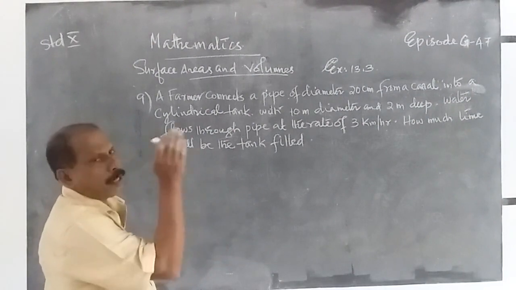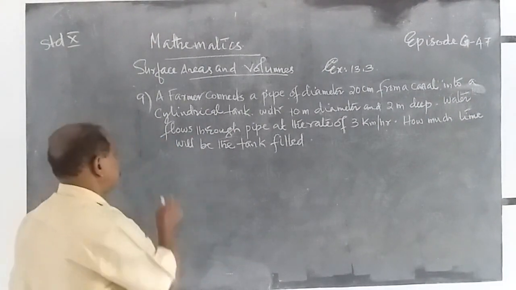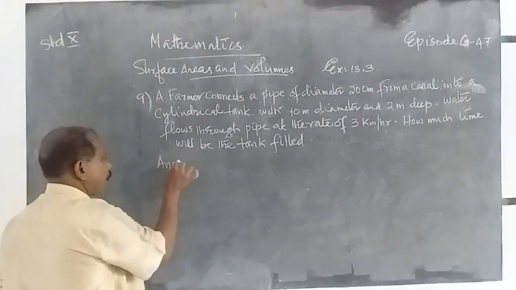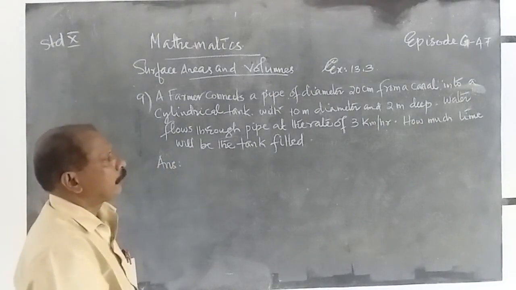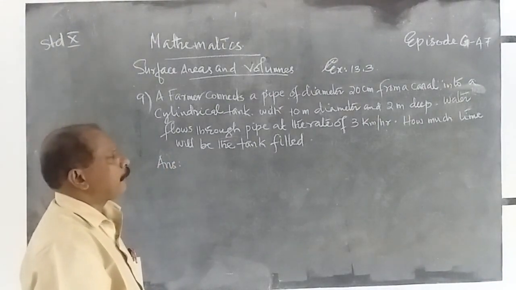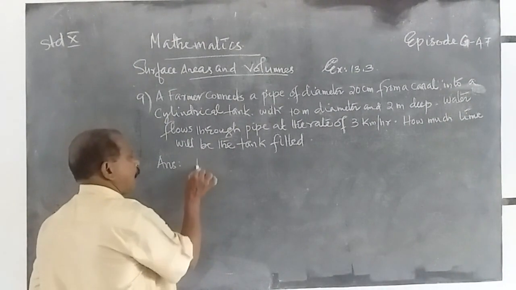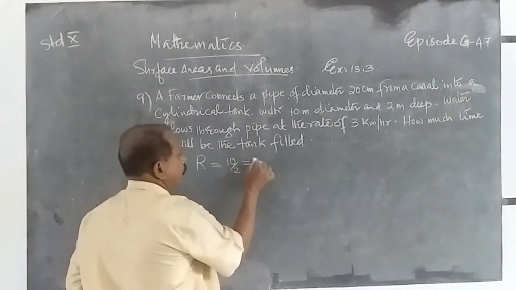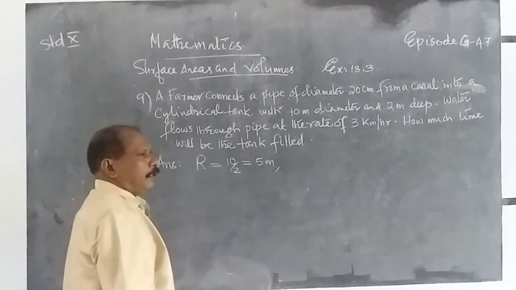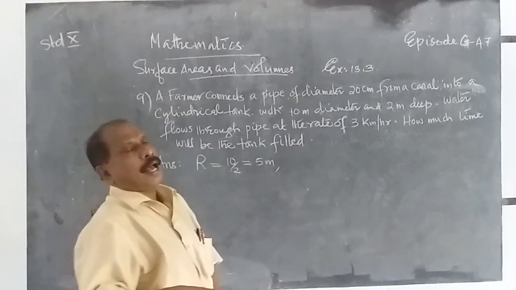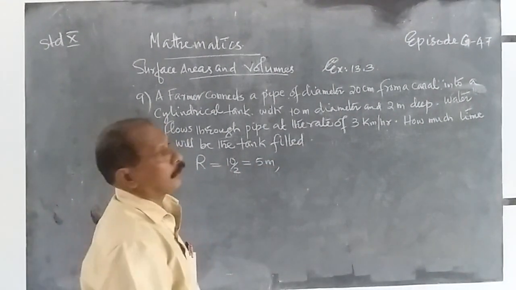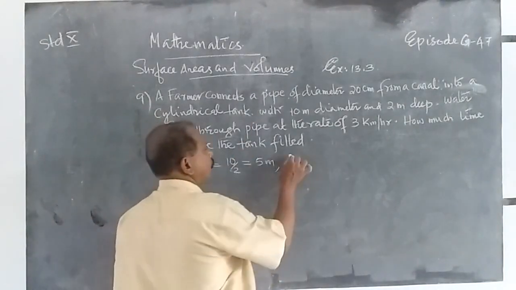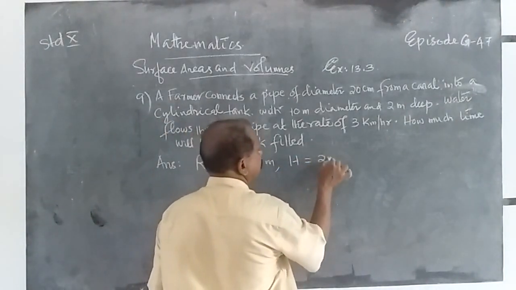Therefore, we can find out the time to fill the tank. Therefore, the dimensions of that tank will be given. That is the answer. Listen, the diameter is 10 meter. Therefore, capital R is equal to 10/2, is equal to 5 meter. And the depth of that tank is equal to the height of the cylinder. That is cylindrical shape. Therefore, H is equal to 2 meter.